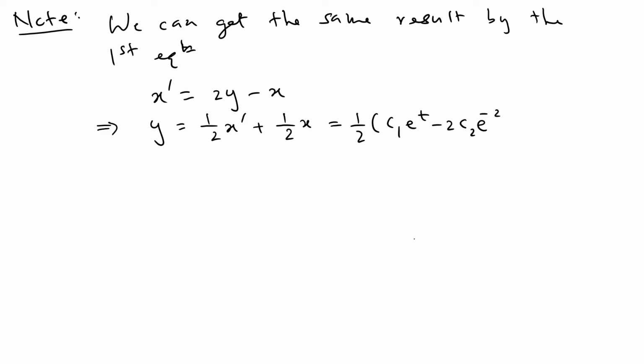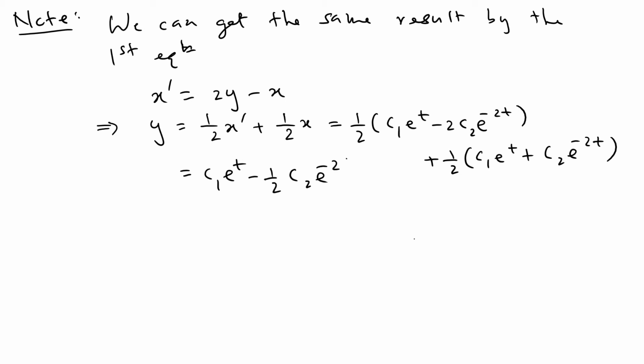c2 e to the negative 2t plus 1 half c1 e^t plus c2 e to the negative 2t, x we already know, just plug it in, and then you simplify. Once you simplify, you see that it is c1 e^t minus 1 half c2 e to the negative 2t exactly. So we get the same answer doing that also. That's just the other way to do it, because sometimes this is much easier, but it depends on the problem that you have. Okay, now let's go back to the problem.